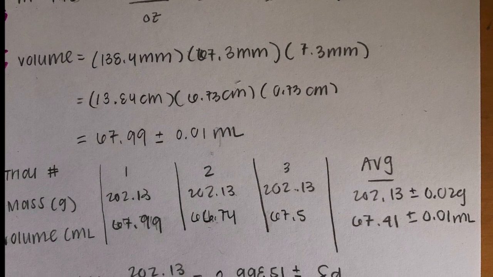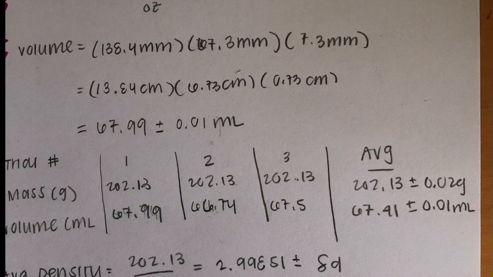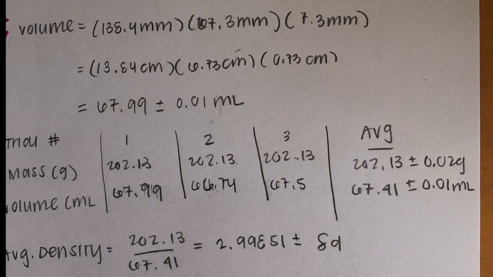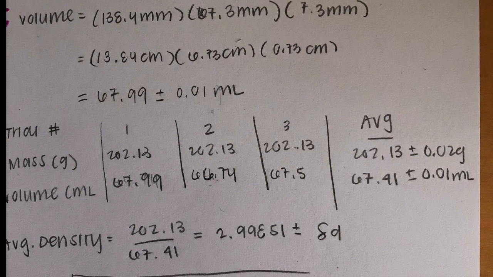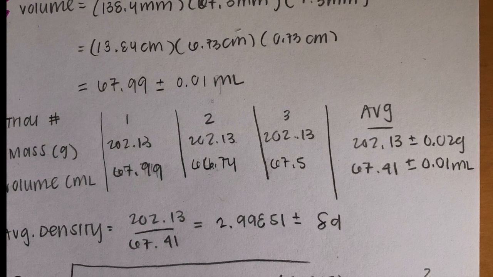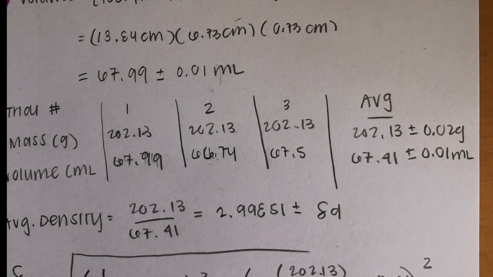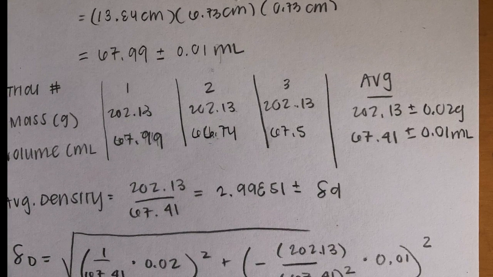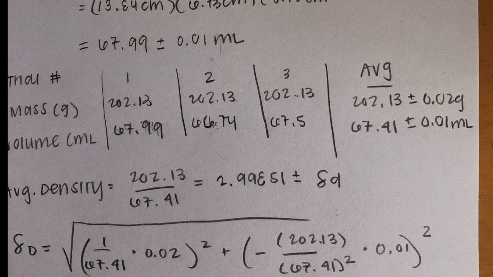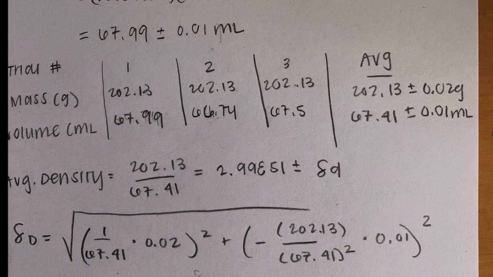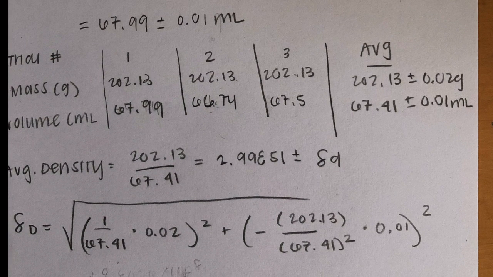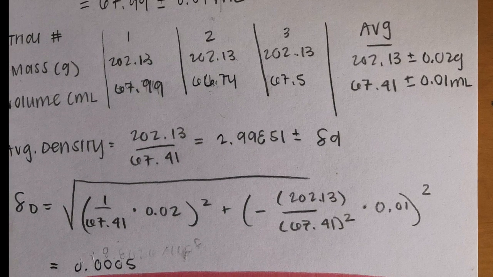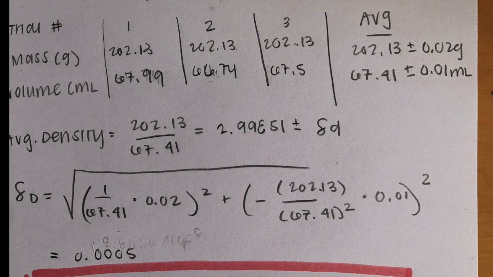For 2 other trials, the mass remained the same because that's the standard weight of an iPhone 8 Plus, but the volume changed, so the average mass for the iPhone 8 Plus is 202.13 grams, and the average volume is 67.41 milliliters. So then I took those averages and divided mass by volume to get the average density as 2.99851 plus the uncertainty of density.